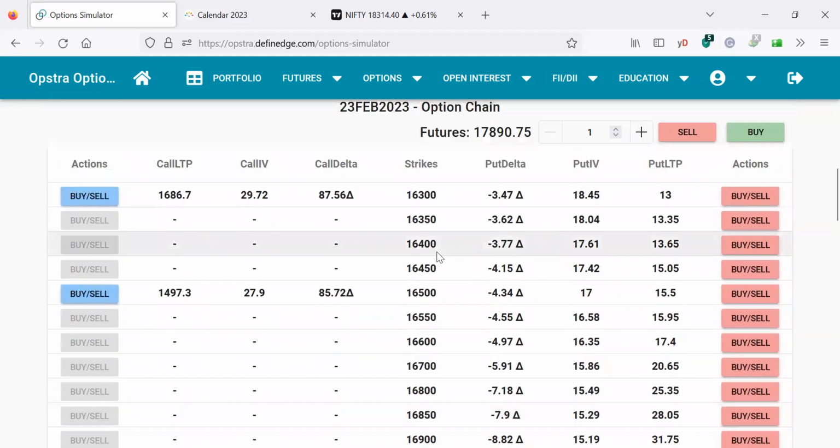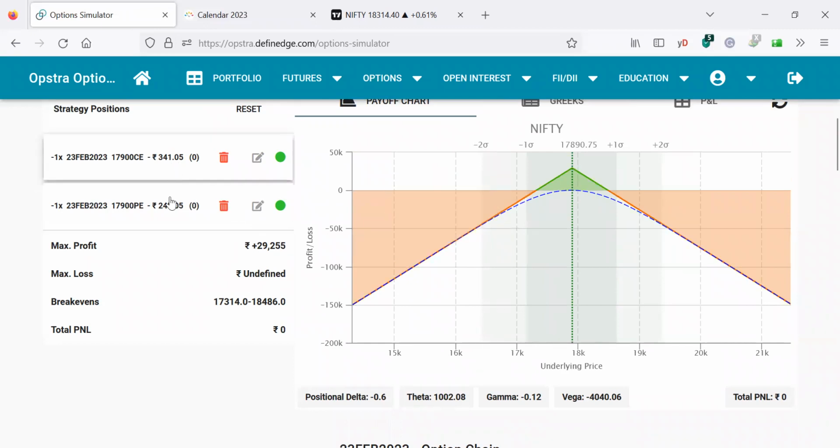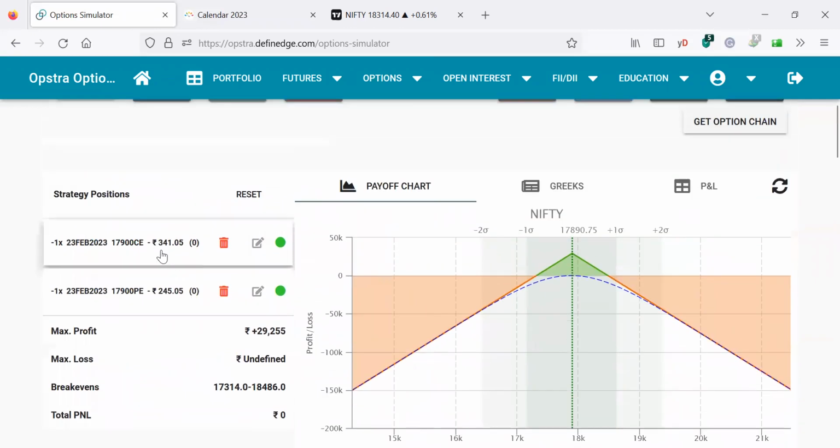So now we'll see how the payoff chart looks. The total premium that we have collected, that is 300 plus 200, that is 500, and this is 80, so around 86. So 586 premium you have collected. So we can buy the hedges 500 plus or minus, or 600. So let us go with 600 because it is around 586, so it is near about 600.